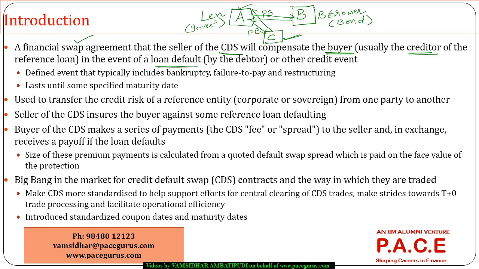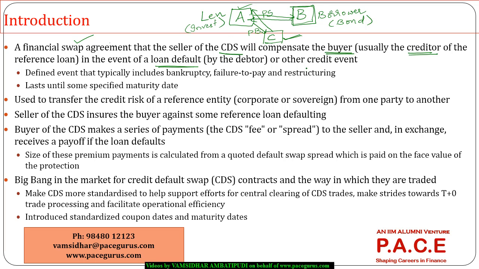So in case B is defaulting on the loan, then because A has taken protection from C, C would be compensating A to the extent of the loss that A is facing because of B defaulting on the loan. So that is the typical credit default swap agreement.